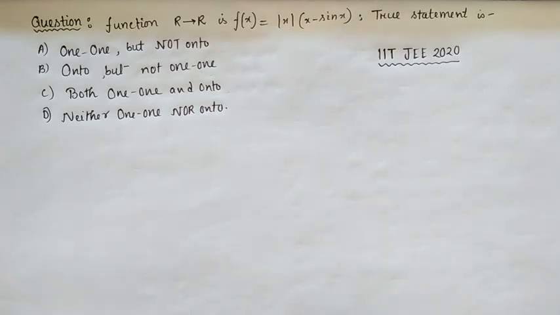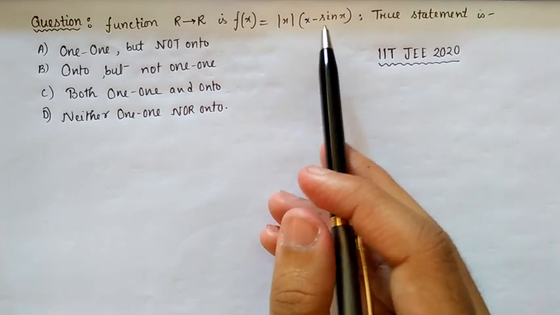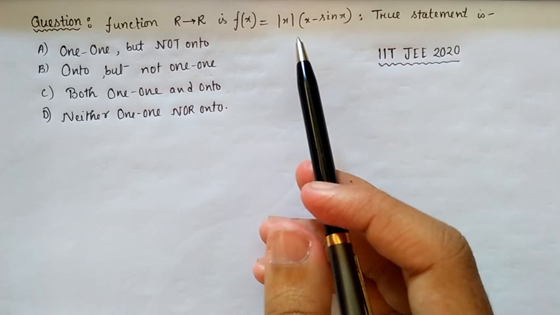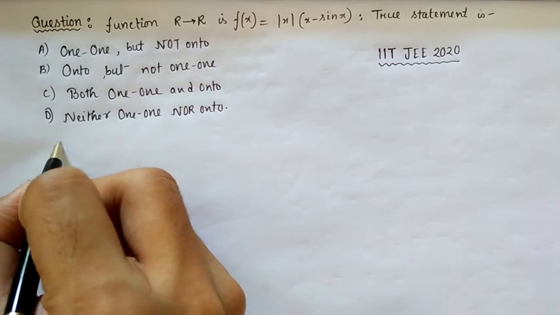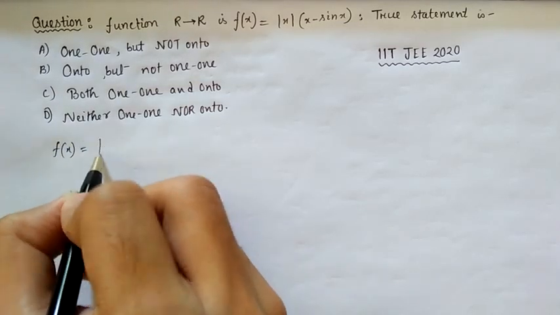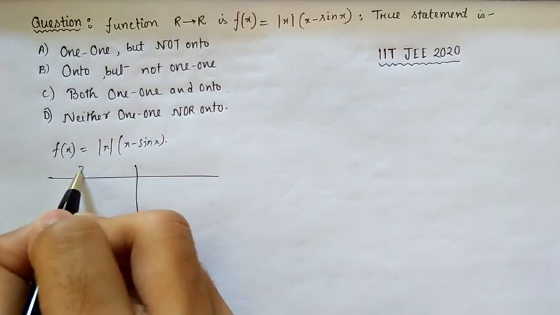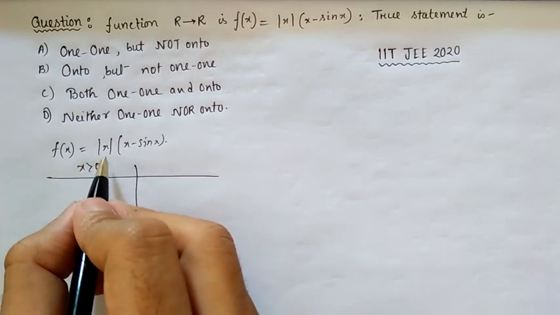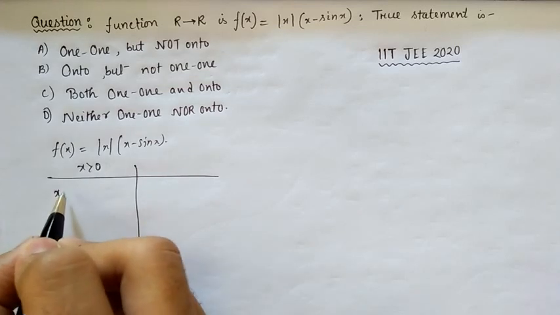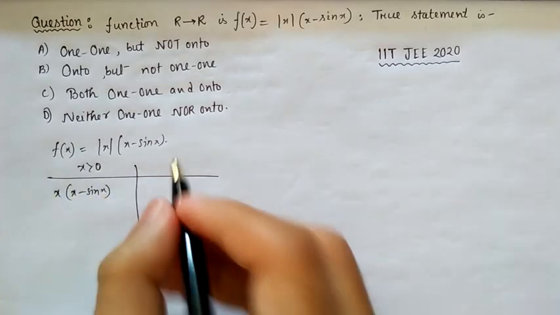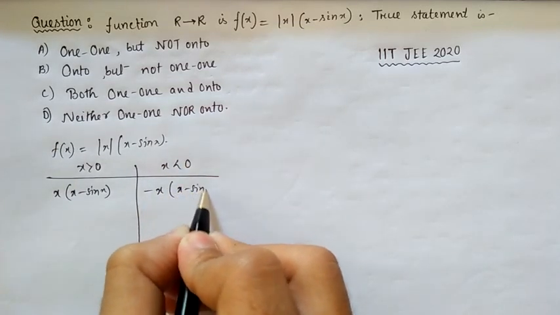In this illustration, a function from R to R is defined as mod of x into x minus sin x, and we have to find out the one-one or onto nature of this function. So let's break it into two definitions. We can write f(x) equal to mod of x times (x minus sin x), where if x is greater than 0, this mod will open with a positive sign, so x into (x minus sin x). And if x is less than 0, we can write minus of x times (x minus sin x).